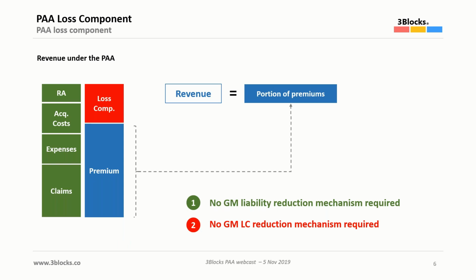Now we move on to looking at the loss component under the PAA. Under the PAA, the loss component is not needed to adjust the revenue because under the PAA, the revenue is already based on premiums. Explicit cash flow projections are not required under the PAA because the revenue is not based on the reduction in insurance liability. Consequently, the PAA requires neither the liability reduction mechanism nor the loss component reduction mechanism.